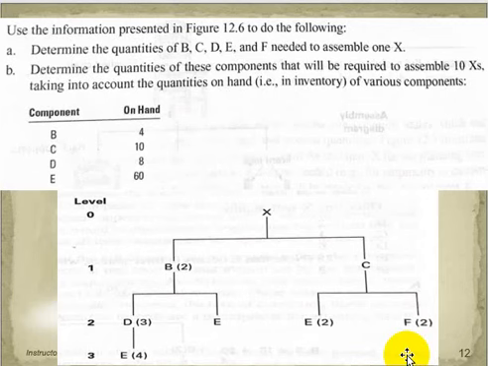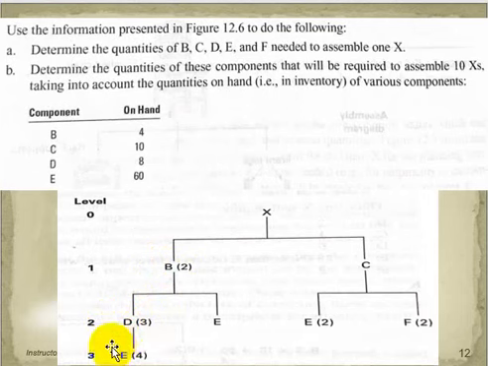Let's start from the beginning. B, we need 2. D, we need 3. But how many B do we need? 2. For each one of B, we need 3 from D. So how many from D? We need 6, because each one of B needs 3 from D, and we need 2 Bs. So we need to have 6 D. It's 3 times 2. Good.